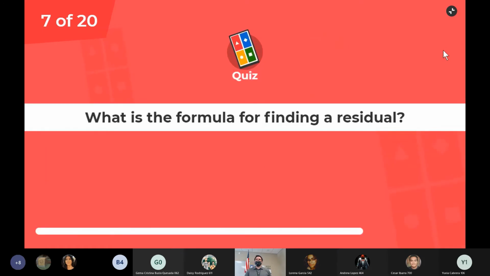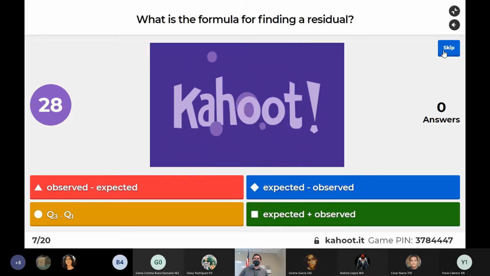What is the formula for finding a residual? How would we determine how far away each point is from a line that models the scatter plot?